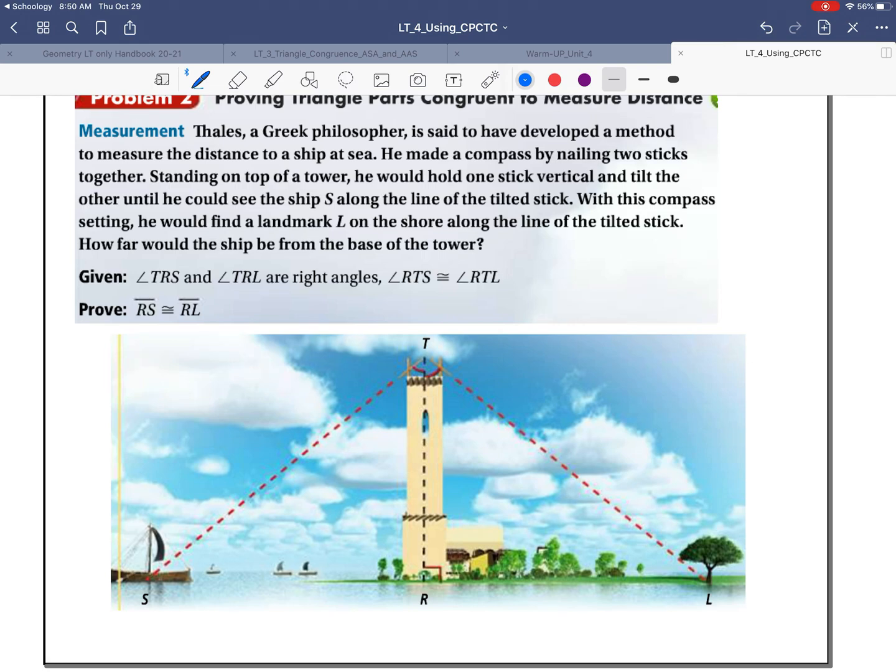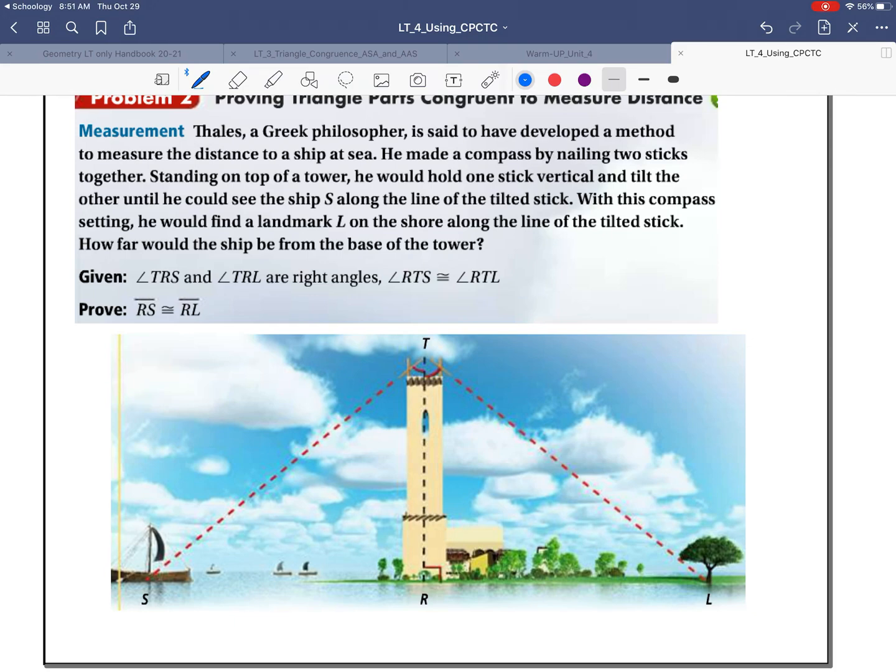This Greek philosopher is said to have developed a method to measure the distance to a ship at sea. He made a compass by nailing two sticks together, standing on top of a tower. He would hold one stick vertical and tilt the other until he could see the ship S along the line of the tilted stick. With this compass setting, he would find a landmark L on the shore along the line of the tilted stick. How far would the ship be from the base of the tower?